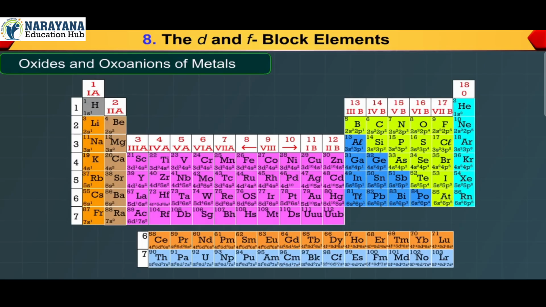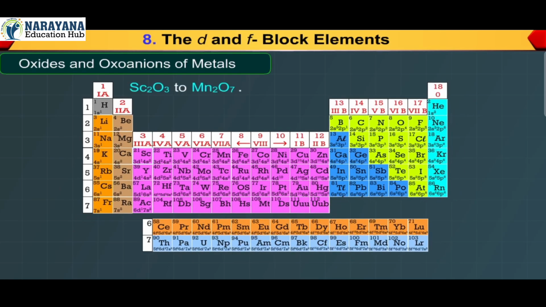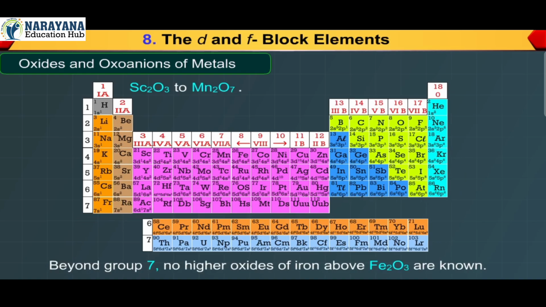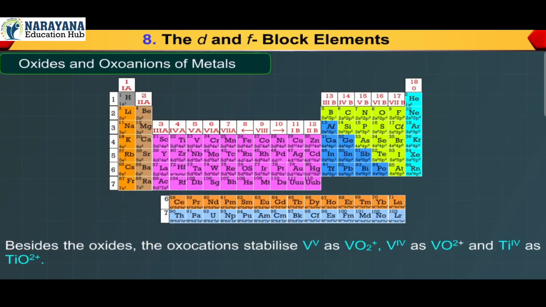These oxides are generally formed by the reaction of metals with oxygen at high temperatures, and are ionic. The highest oxidation number in the oxides coincides with the group number and is attained in Sc2O3 to Mn2O7. Beyond group 7, no higher oxides of iron above Fe2O3 are known. Besides the oxides, the oxocations stabilize V(V) as VO2+, V(IV) as VO2+, and Ti(IV) as TiO2+.